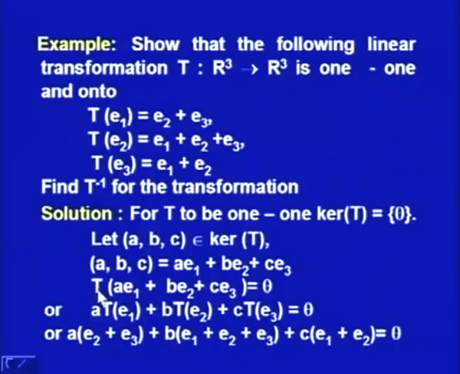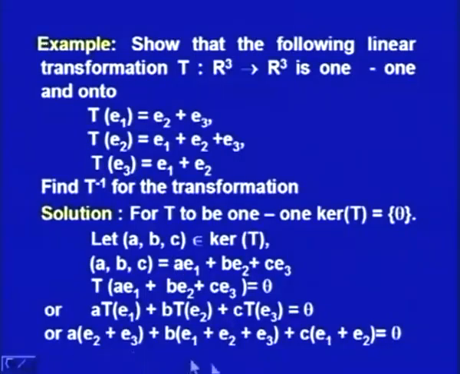So, let us apply this on this vector. That means we can write down a times T E1 plus b times T E2 plus c times T E3 is equal to theta, because T is a linear transformation. Next, we can apply the definition which is given to us: T of E1 is E2 plus E3. So, it is a times (E2 plus E3) plus b times T of E2, which is E1 plus E2 plus E3, that is what has been given to us, plus c times (E1 plus E2), which is T E3.